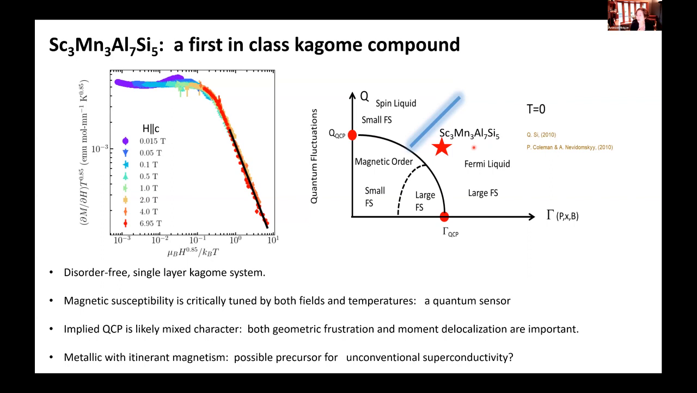Of course, if we had a Kagome superconductor with magnetism, I would definitely have talked about that. But just to give you an idea about what our eventual intentions would be.